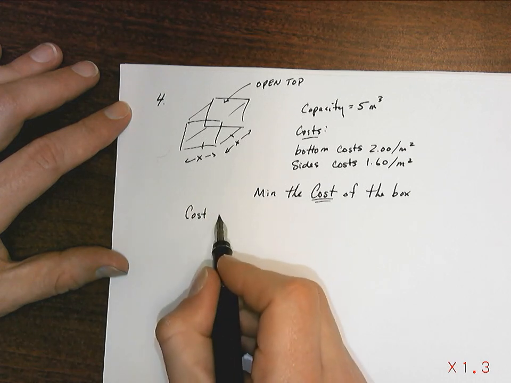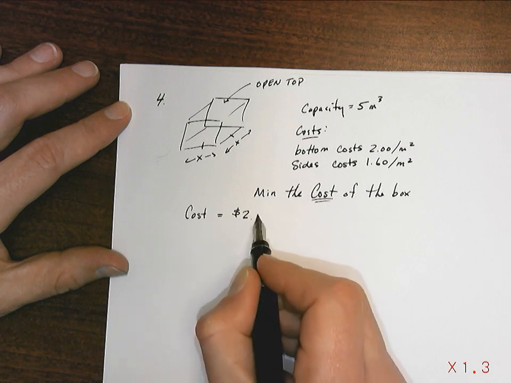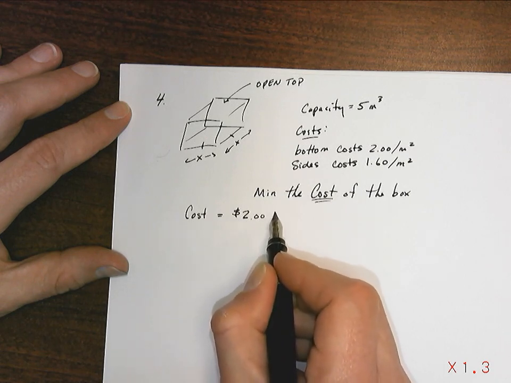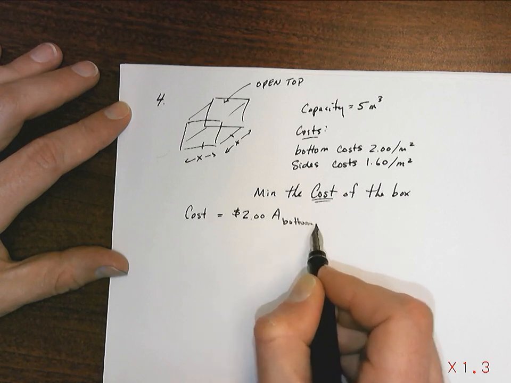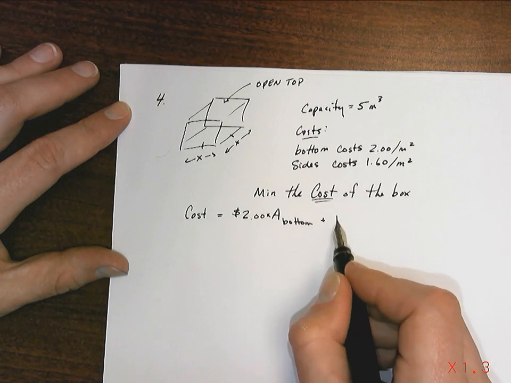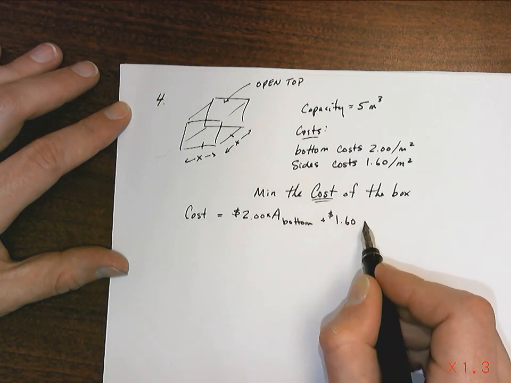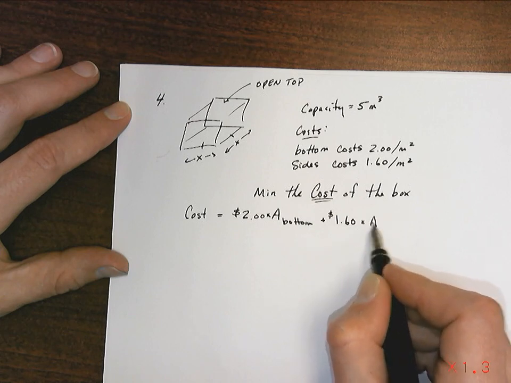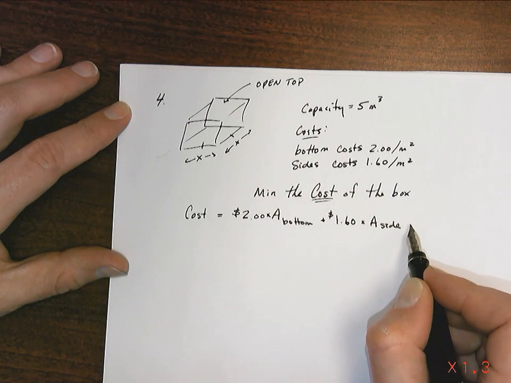So the cost equation is actually going to be $2 times the area of the bottom. And $1.6 times the area of a side. And how many of those are there? There's 4 of them.